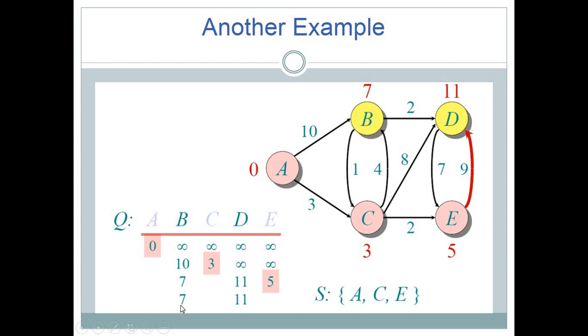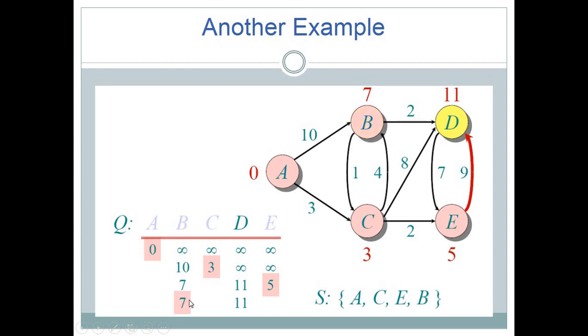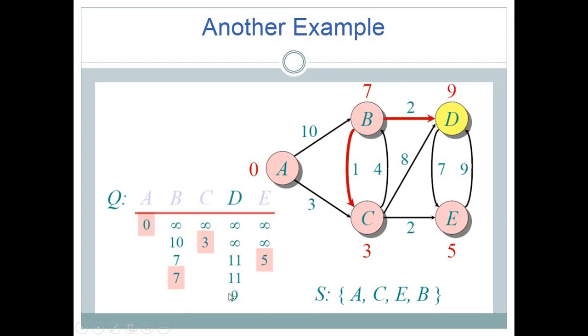Now two nodes remain, B and D, and the distance from A to B is 7 and A to D is 11. So the minimum distance is 7, so let's consider 7 here. With the consideration of 7, we can go from B to D. So the distance from A to B is 7, 3 plus 4, 7, and B to D is 2, so we can update this distance 11 with 9, so it will be 9. Again we will add this B into our set.